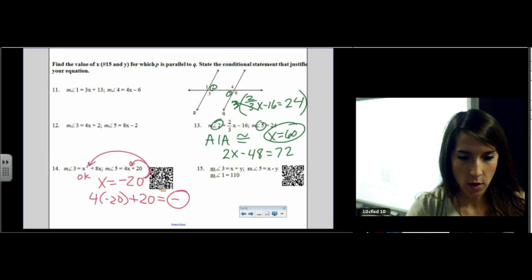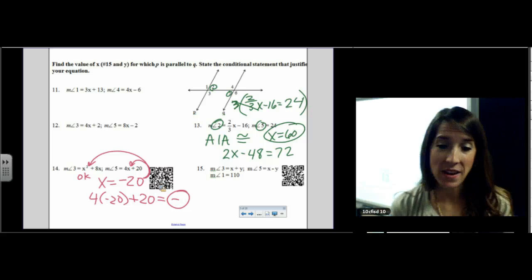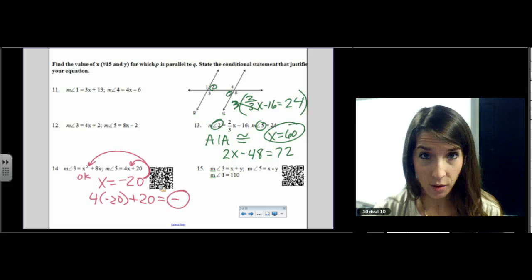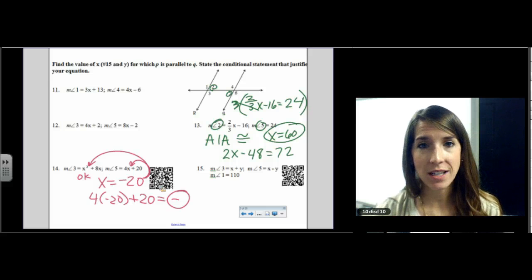Any additional questions about the homework? Sometimes we keep the -1 and sometimes we don't. You just have to plug it into both angles and make sure you still get positive answers.